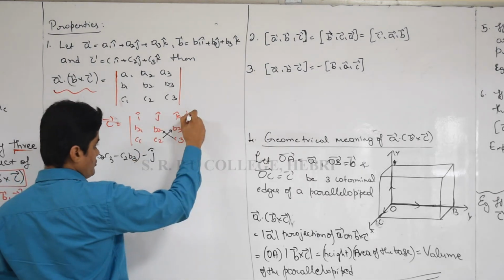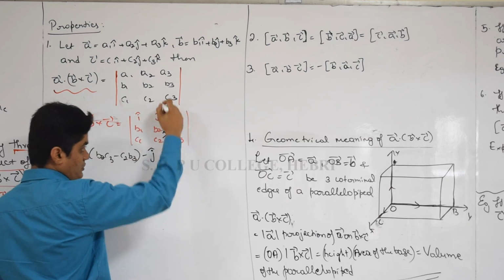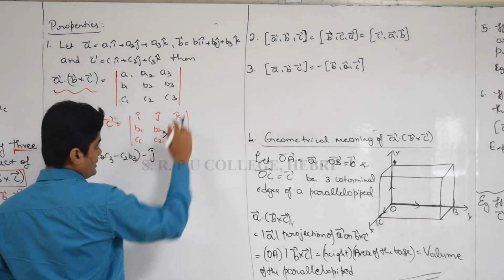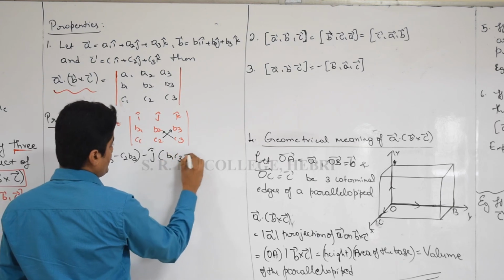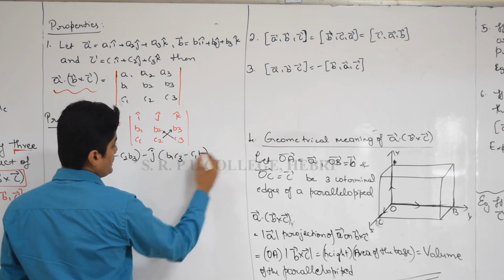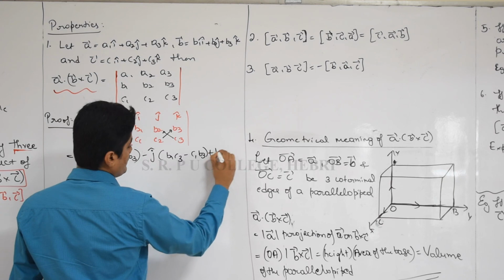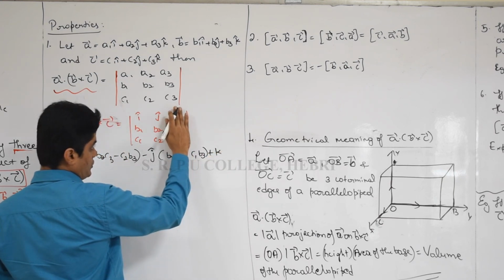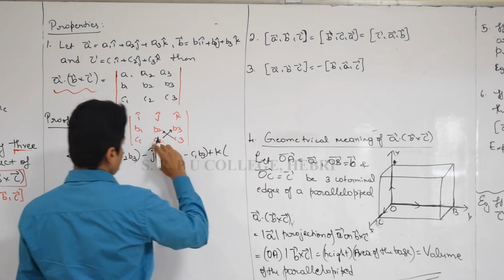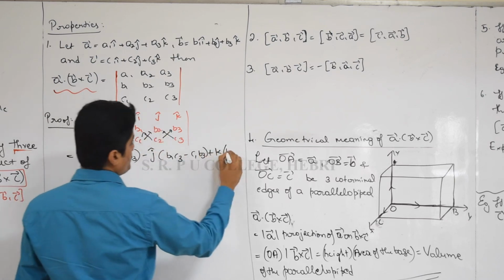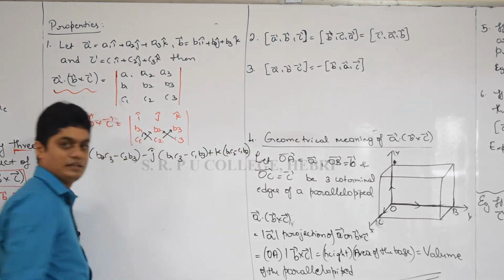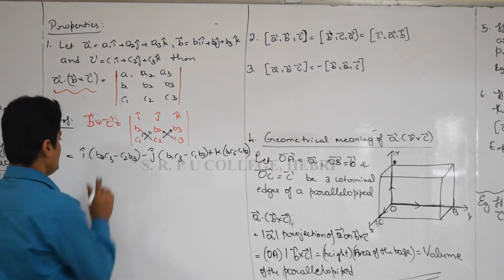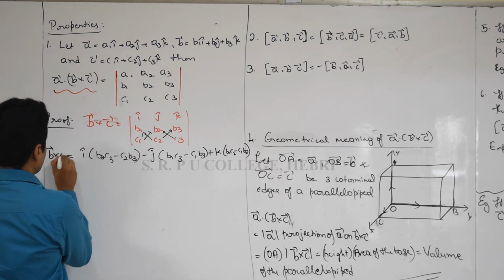j, first row, second column, you have to remove this and this. So B1, B3, C1, C3 remaining. So B1 C3, other order, minus C1 B3, plus k, first row and the last column you have to remove. So that is this product: B1 C2 minus C1 B2. So this is what vector B cross C is.